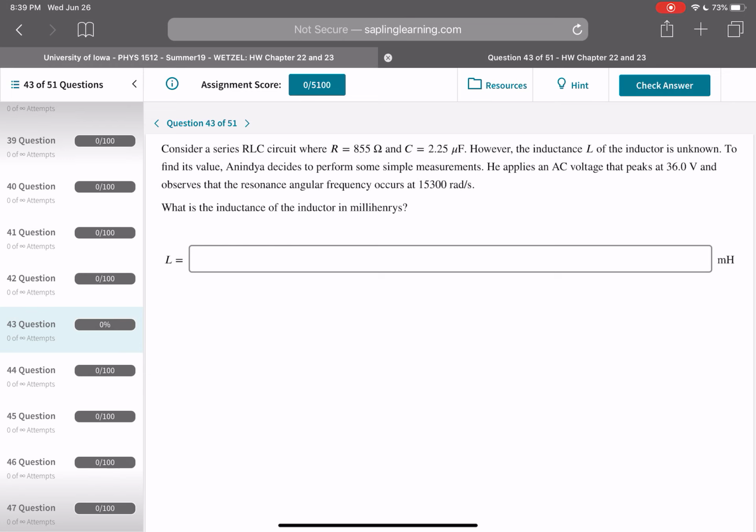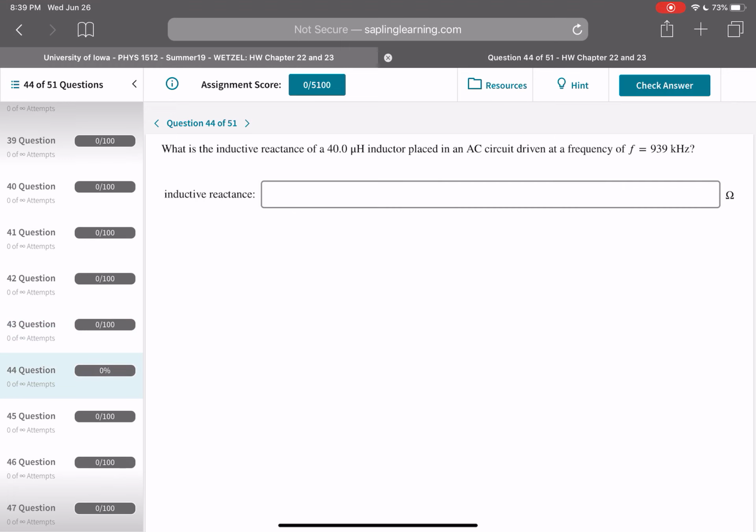All right, so we're considering an RLC circuit. You've got R and C in there, but we don't know what L is to find its value. And Ninja decides to perform some simple measurements. He applies an AC voltage that peaks at 36 volts and observes the resonance angular frequency occurring at omega of 15,300 radians per second. What is the inductance of the inductor in millihenries? So again, this is a plug and chug. Put in your 855 ohms, your 2.25 microfarad capacitor, your AC voltage of 36 volts, and then solve for what omega is.